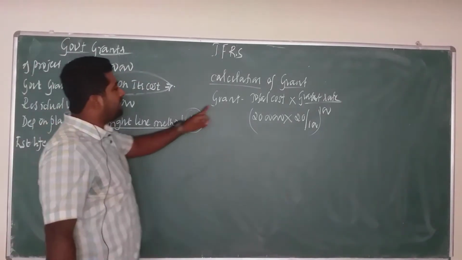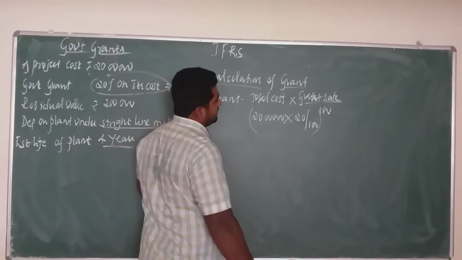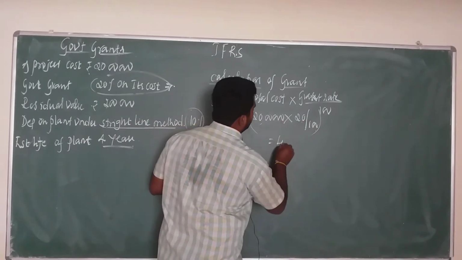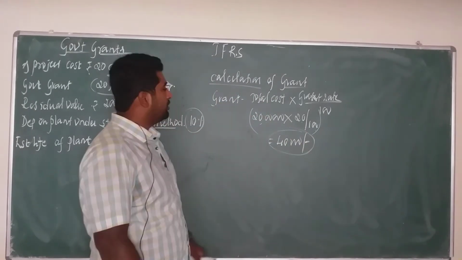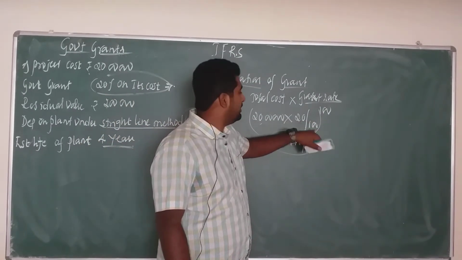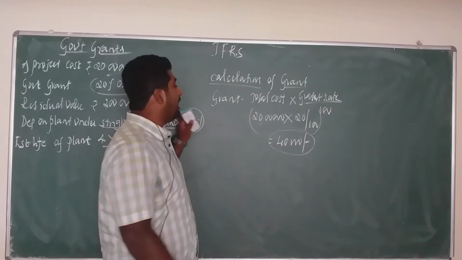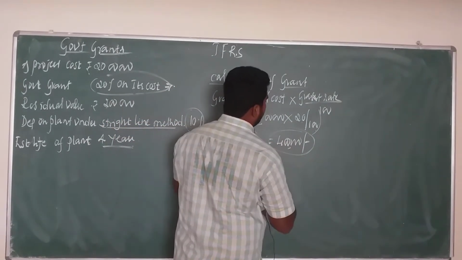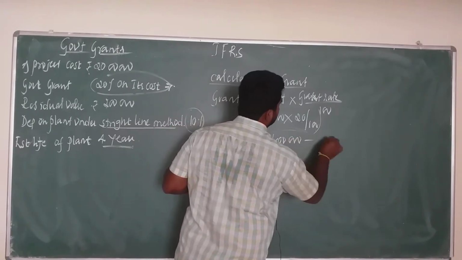Now here the grant equals total cost into grant rate divided by 100. Now the total cost is how much? 20 lakhs. The grant rate is 20% divided by 100. Now here go for the product, 4. So 40,000 is the amount of grant released by the government. Keep in mind once again, the total cost is 20 lakhs. The rate of grant released is 20% divided by 100. Sorry, 4 lakhs is the amount of grant released by the government.